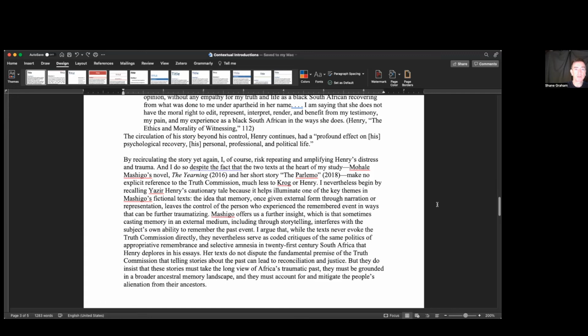You don't need to have read the novel and the short story to notice the structure of these two paragraphs. And so in the second paragraph, I'm now narrowing from a general discussion of the Truth Commission and Yazir Henry's testimony to how Mashiko's novel deals with the same kinds of issues of who gets to tell whose story and what happens to those stories once they're circulating in the world at large. So I start using I and me pronouns.